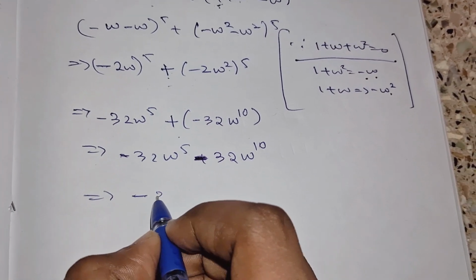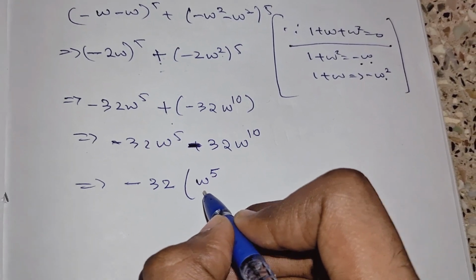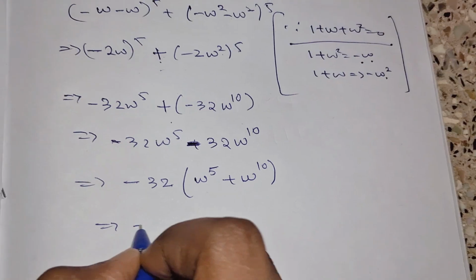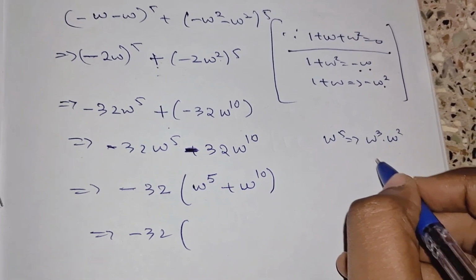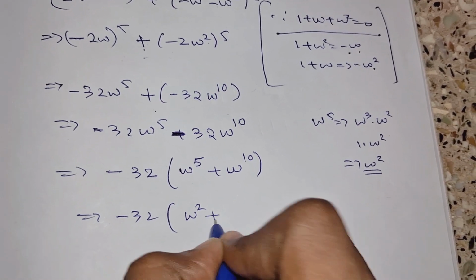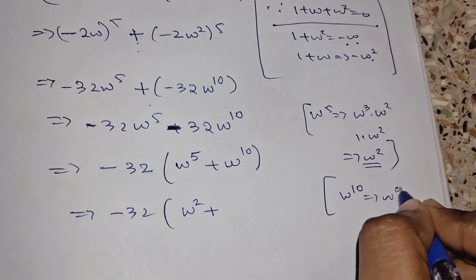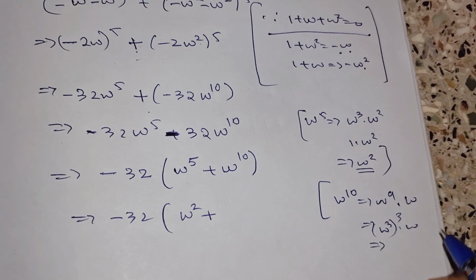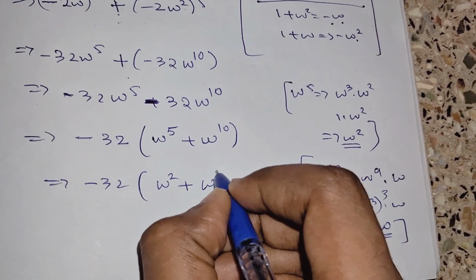So here you can take minus 32 common, and you'll be left with omega to the power 5 plus omega to the power 10. Omega to the power 5 is omega cube into omega square, 1 into omega square, which is omega square only. So I'm substituting omega square here, and omega to the power 10 in a similar way is omega to the power 9 into omega, which is omega cube whole cube into omega, which is omega again. Substituting this as omega.